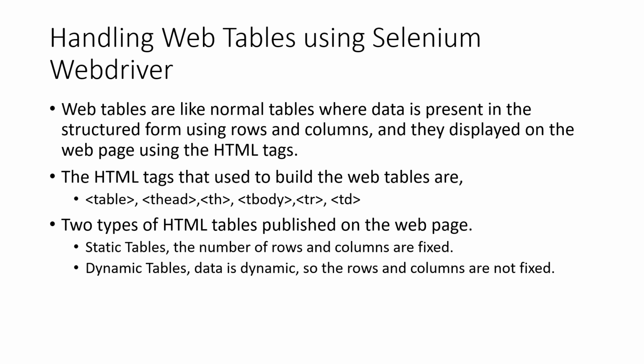Two types of HTML tables are published on a web page. One is a static table, where the number of rows and columns are fixed. And the next one is a dynamic table. Data is dynamic, so the rows and columns are not fixed.